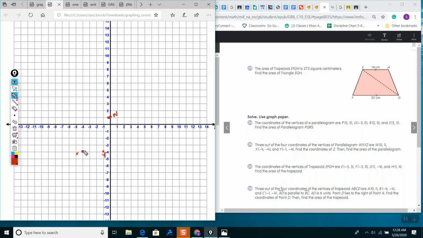Okay, so if I connect these up, we have 1, 2, 3, a base length of 3. That means this is also going to have to be 3 because this is its parallel side. So I'm going to count over 1, 2, 3. Count it over 3 spaces. So this is my Z. Now I'm going to connect them up.